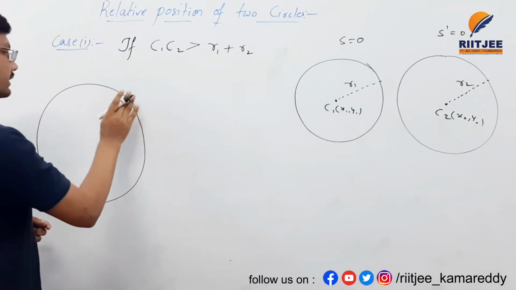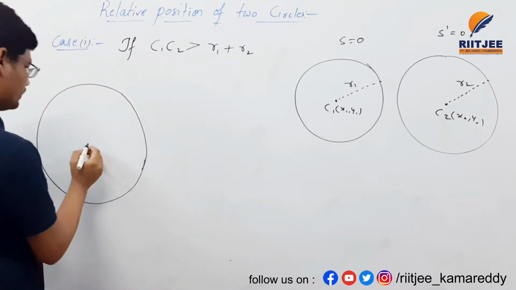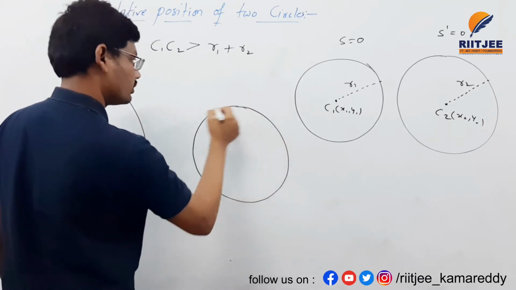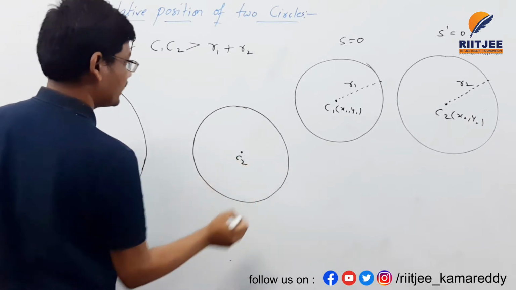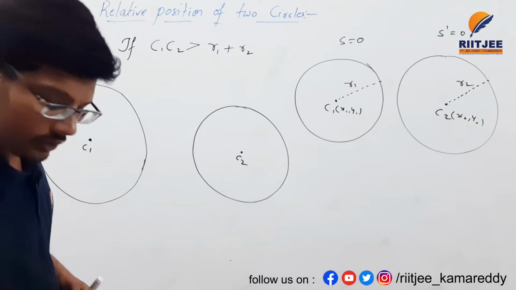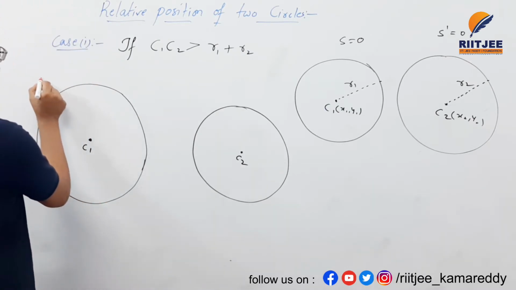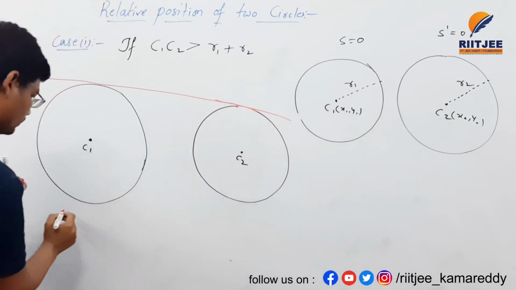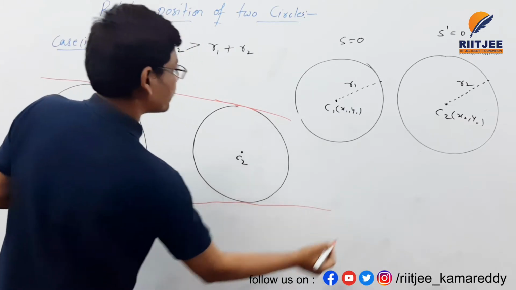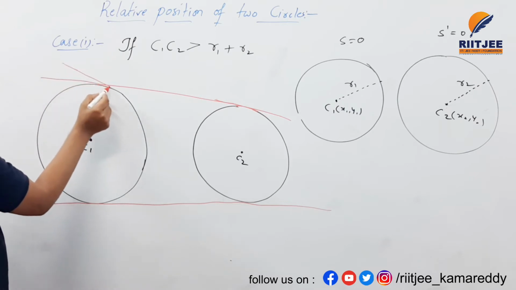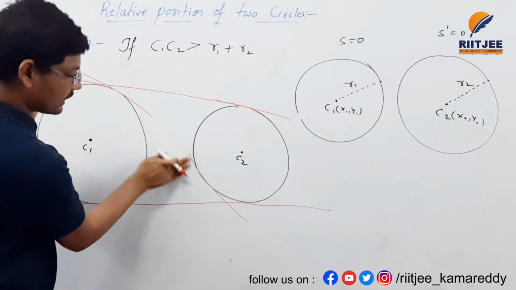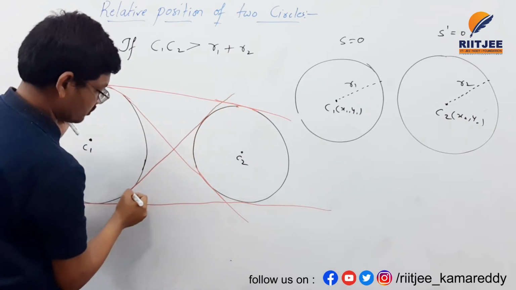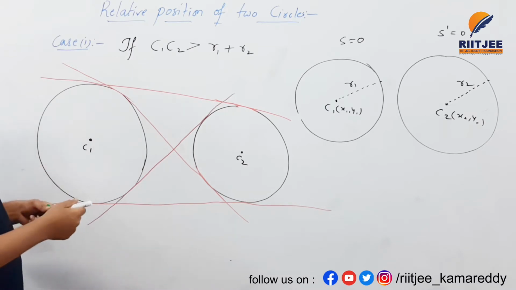This is a circle here I am taking. This is one circle having center C1, and I am taking one more circle here having center C2, and if you draw tangent lines to these two circles, this is one tangent line here, and this is also one tangent line, and this is one tangent line, this is also one tangent line here. Here 4 tangents are possible here.